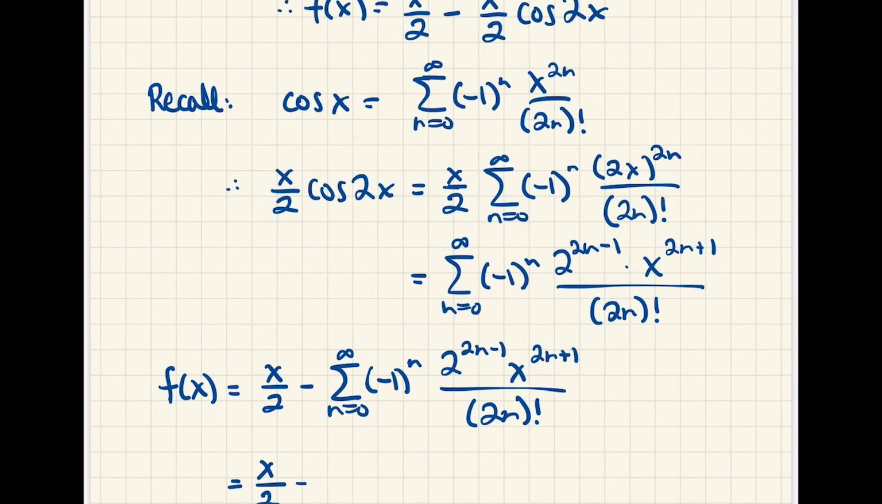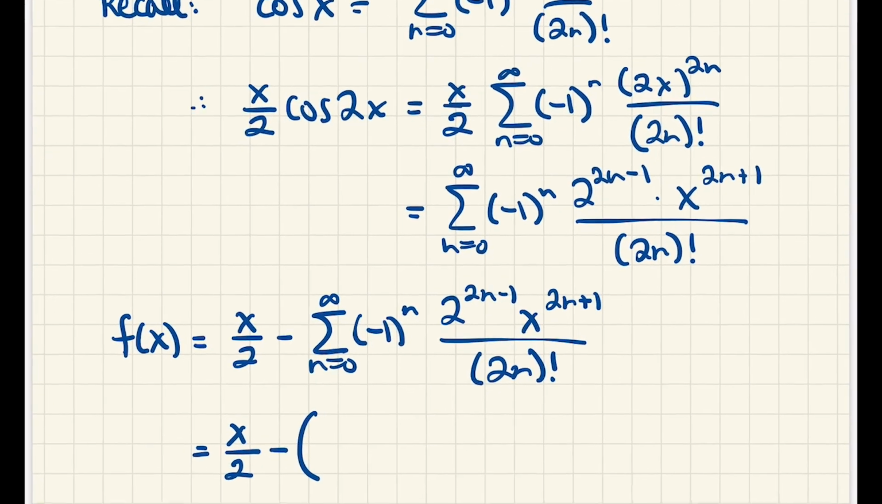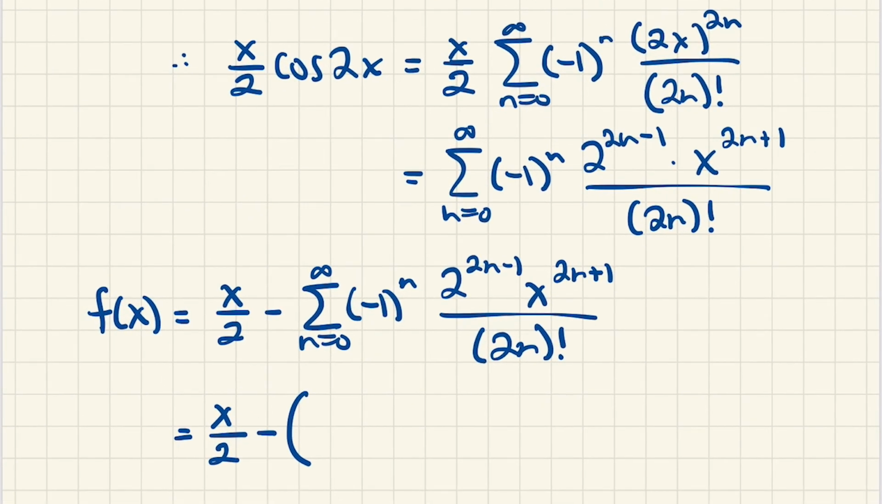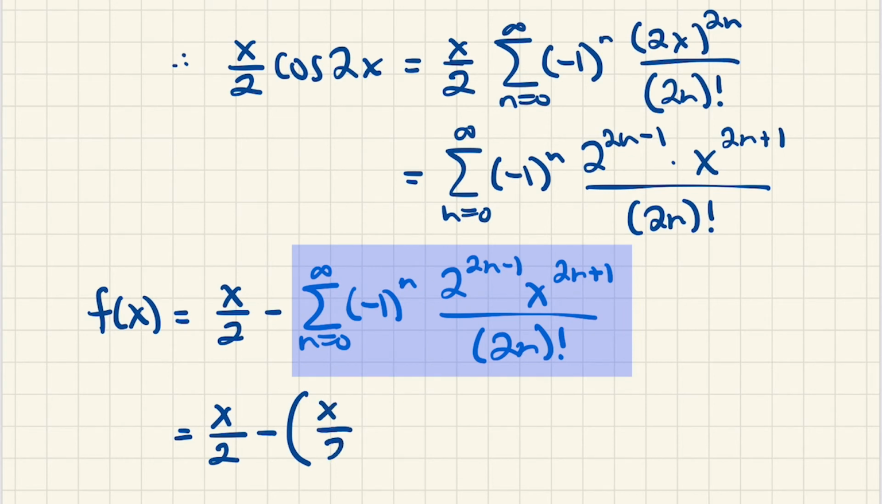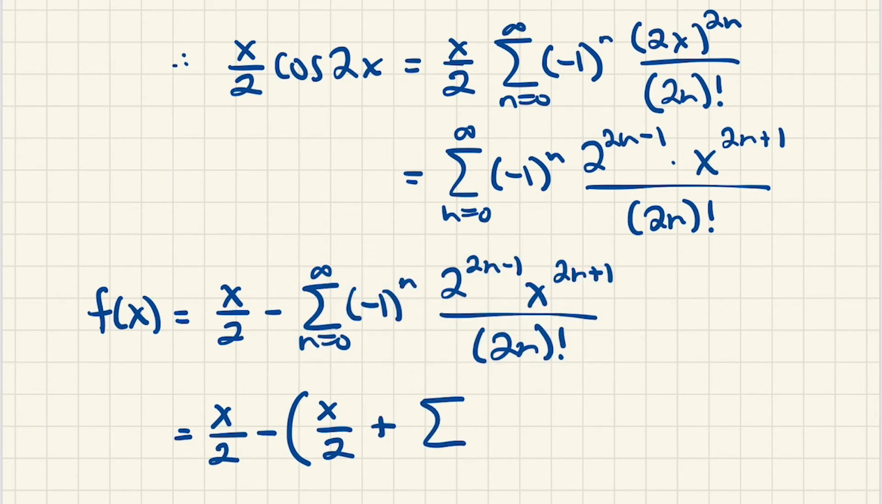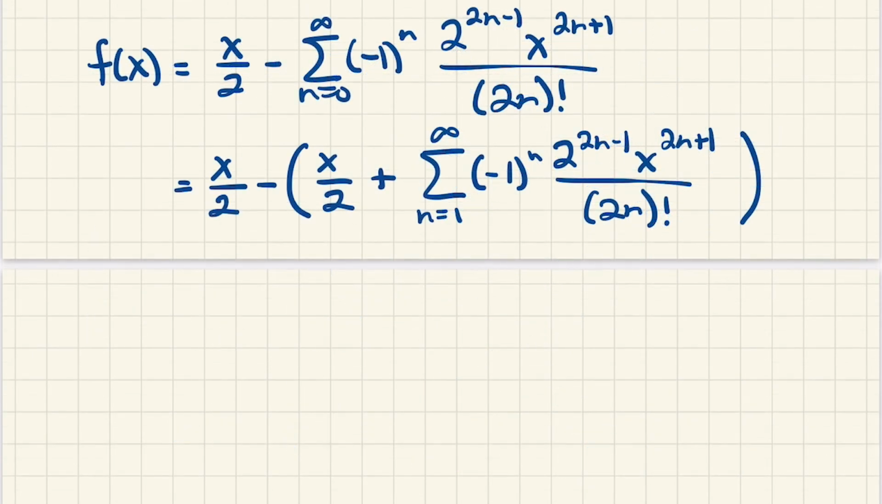All right, something very interesting happens here. Note that the first term of this particular series, that is, if we let n equal 0, we actually get, naturally, x over 2 coming out of that. And that would leave the rest of the series, which starts at 1. So you can see that these two terms are going to cancel, and we just get the negative of this series.